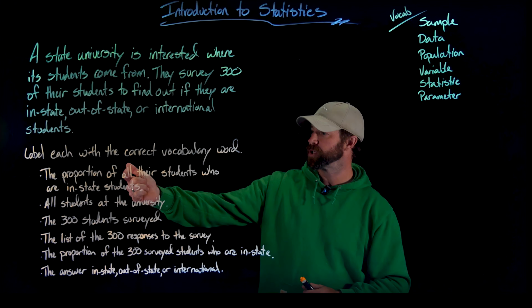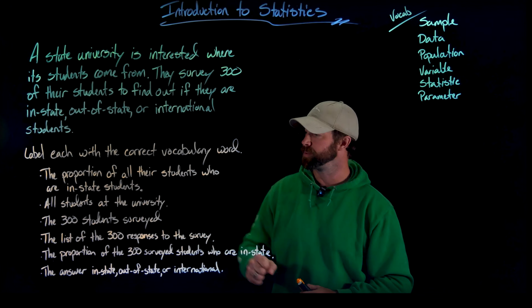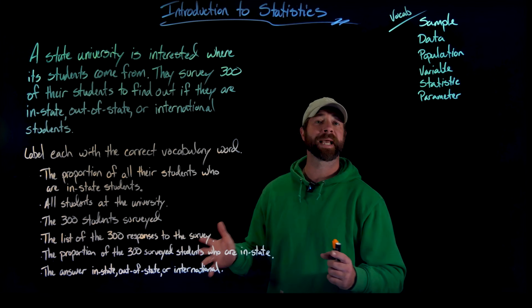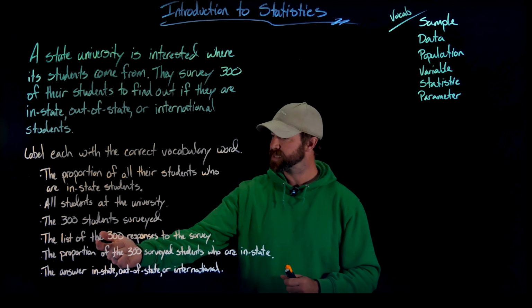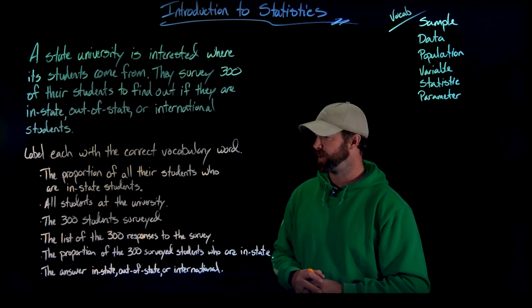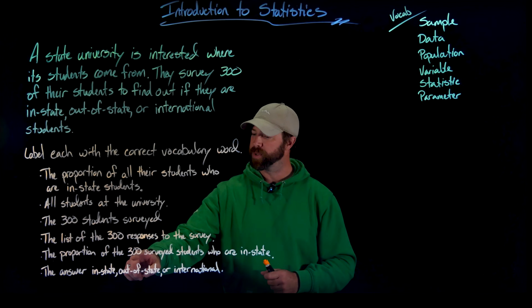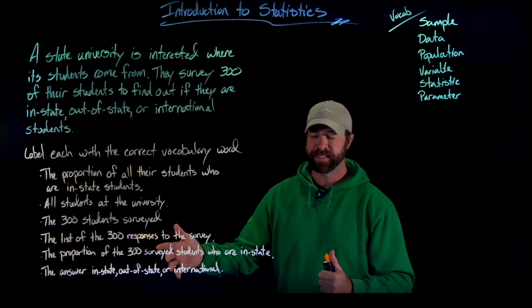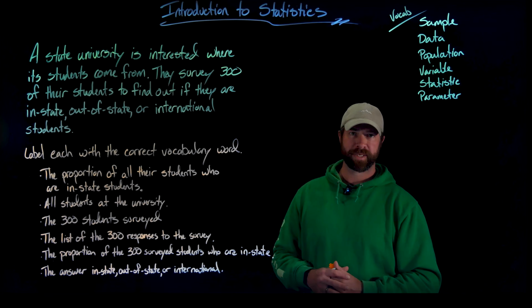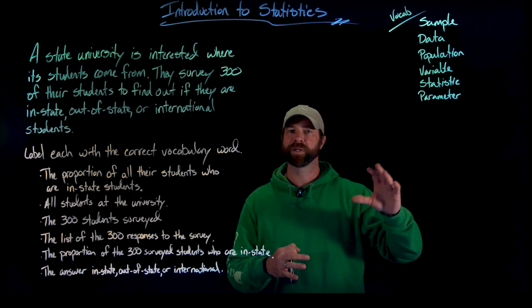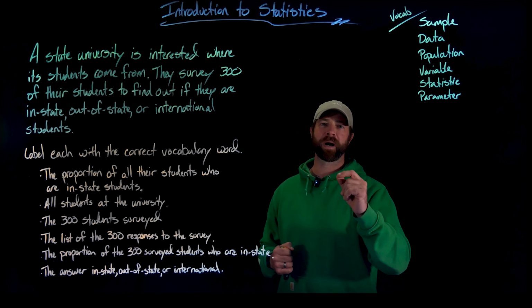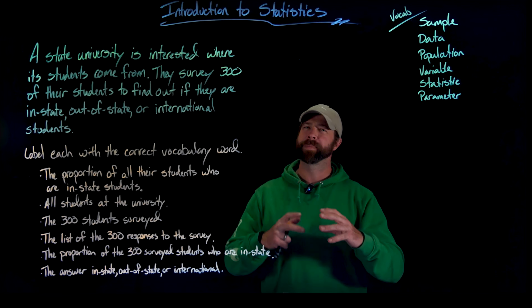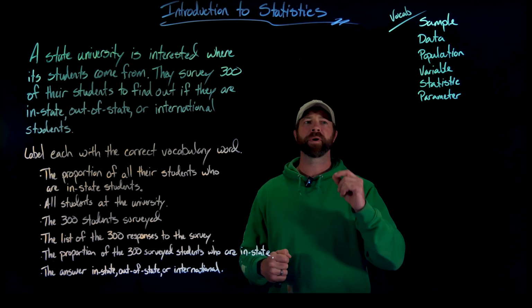So we have the proportion of all of their students who are in-state students. We have all the students at the university. We have the 300 students they ended up surveying. We have the list of the 300 responses to the survey. We have the proportion of the 300 surveyed students who are in-state. And finally, the answer of in-state, out-state, or international. I've listed these vocabulary words in no special order, but I am going to talk about how I would attack a situation like this, because for me personally, there are some of these words that are a bit more difficult and not obvious, and some are very clear.